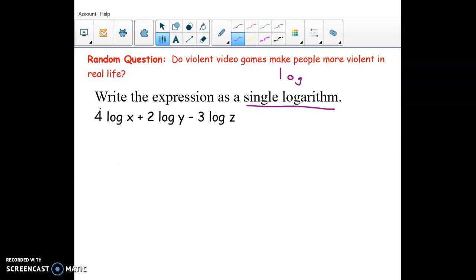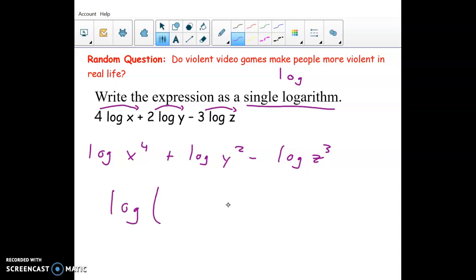All right, so first thing is these numbers in front are going to become exponents. All right, so I'm going to write it as a log of x to the fourth plus a log of y squared minus a log of z cubed, right? So that got rid of all the numbers in front. And so now I'm going to write it as a single log. These two things are going to multiply because of the add. So I'm going to have x to the fourth times y squared. And then this subtract makes us divide. So we're going to be divided by z cubed. And that's all cleaned up into a single log.